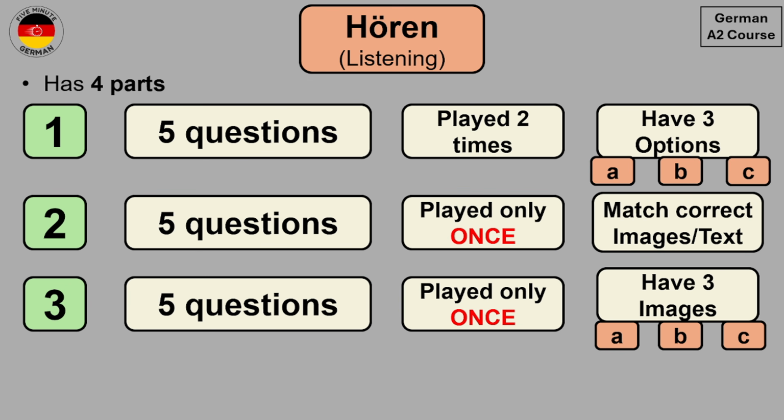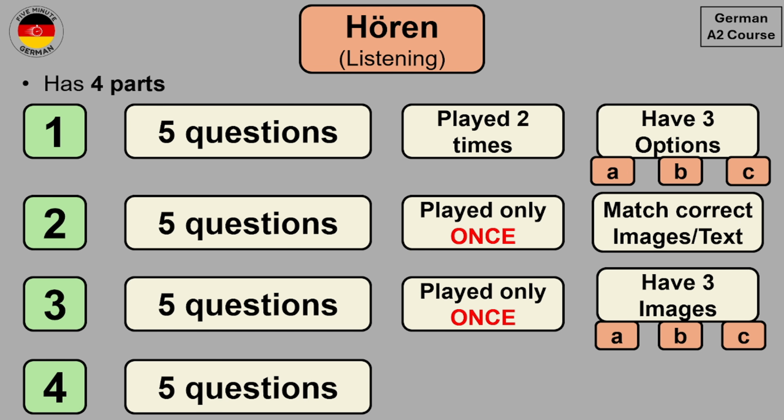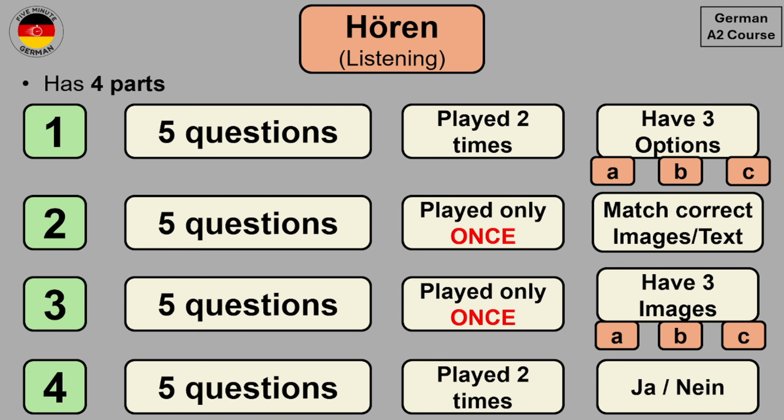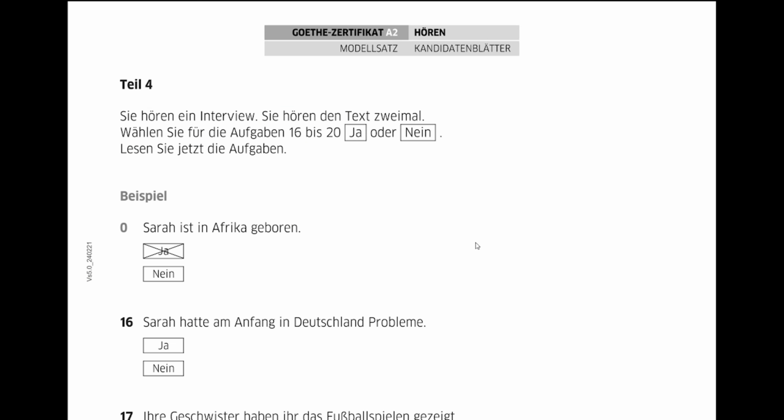Then in part number 4, you will also have 5 questions. However, this time the recording will be played twice. And these questions are Ja-Nein questions or true-false questions. So you will listen to the recording and select whether the statement that they have given you is true or false. So let's take a look at these questions as well. So here we are on Teil 4 or part 4.